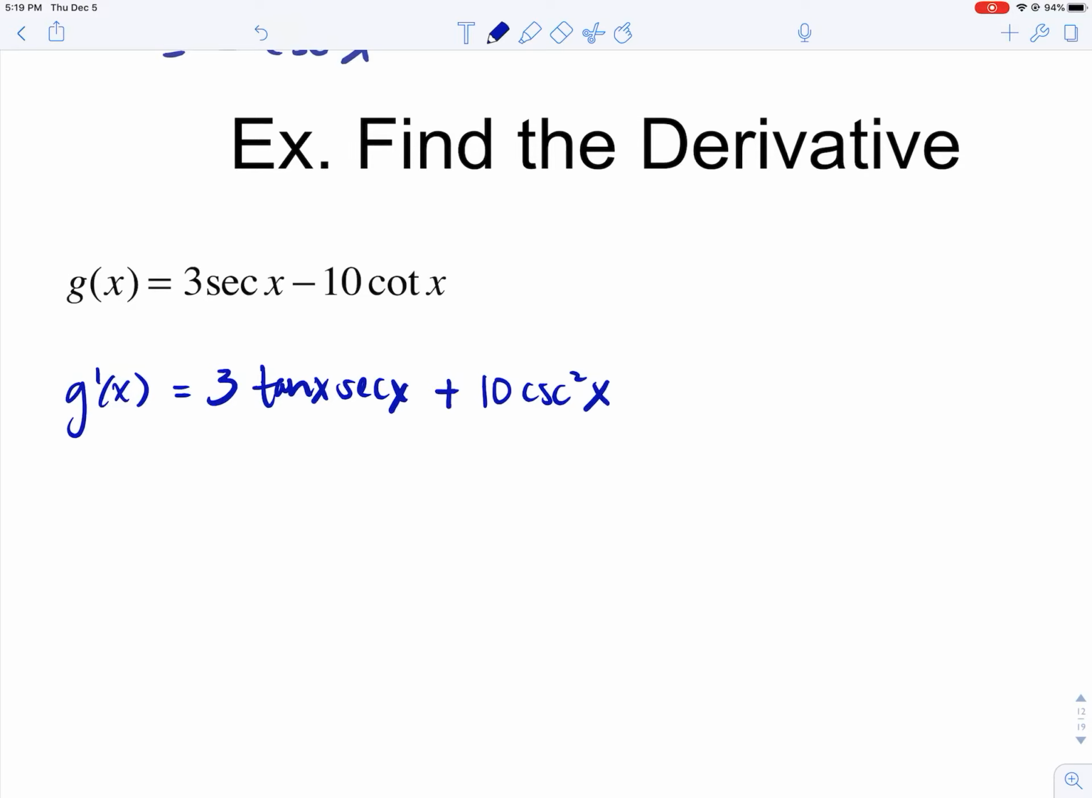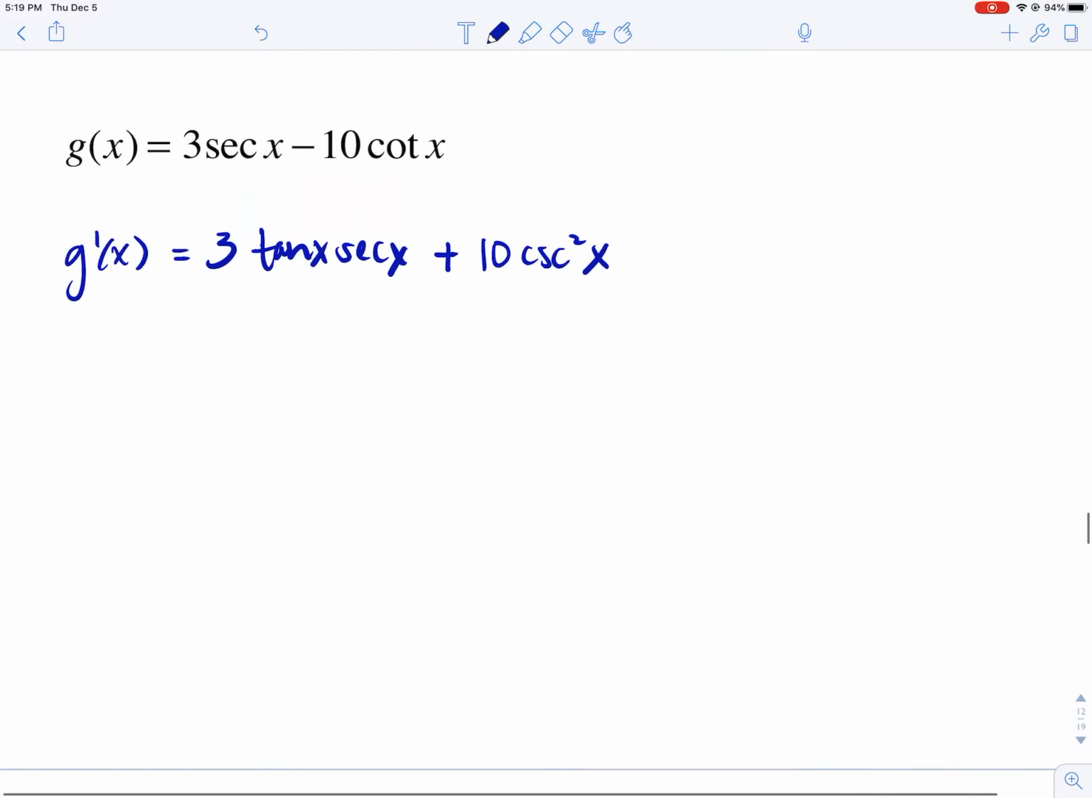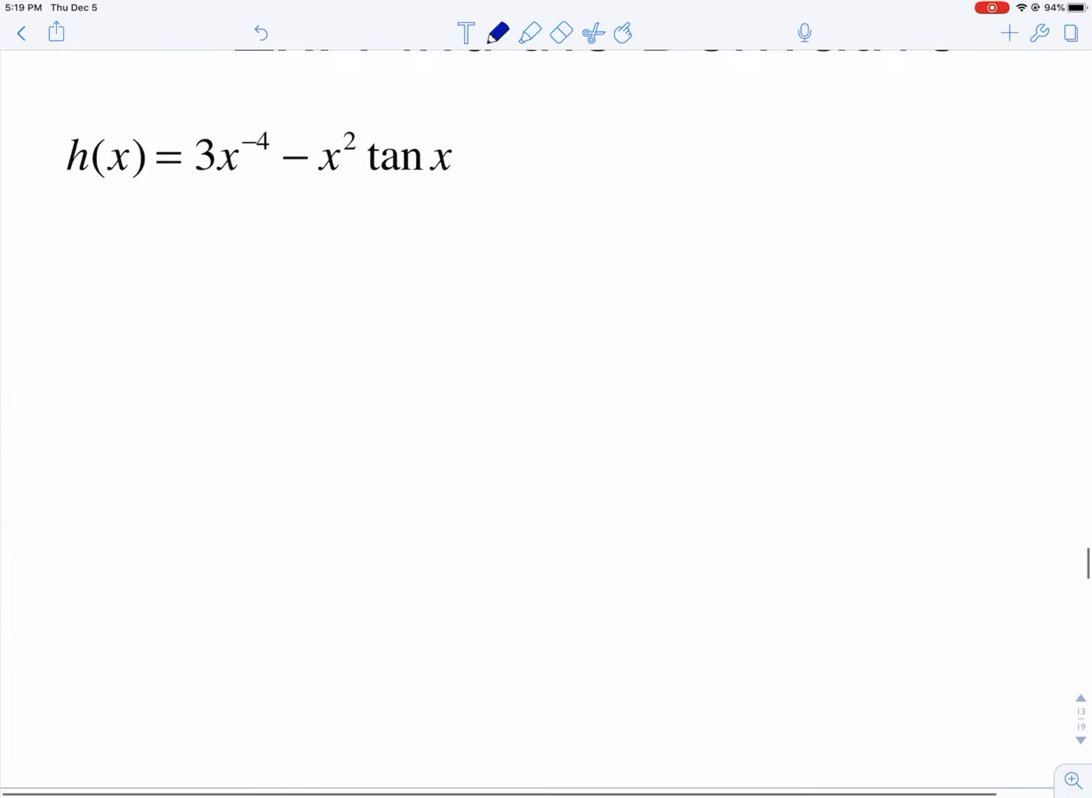Okay, and then we'll talk about eventually, and maybe some examples here, how we can maybe make our derivative look a little simpler by using trig identities. This one we're just going to leave.